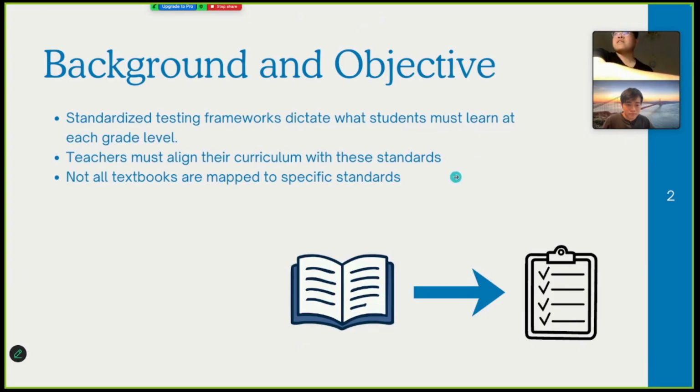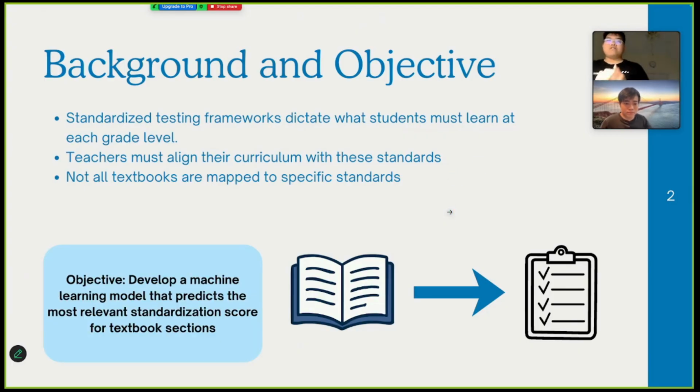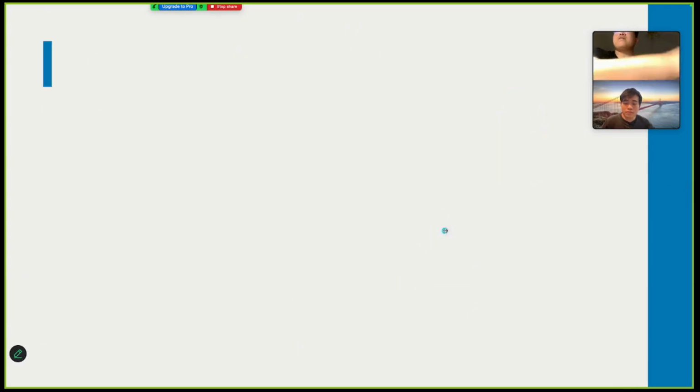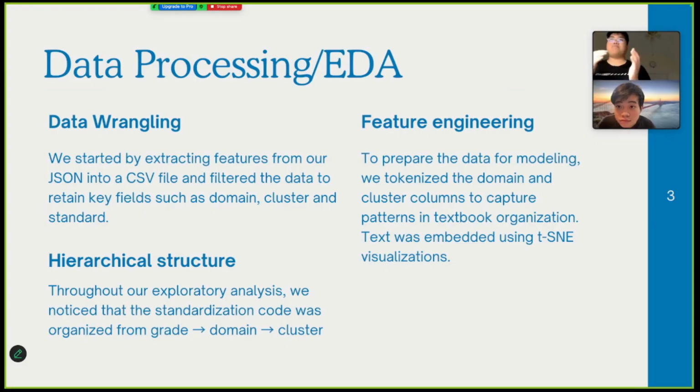That requires our team to develop a machine learning model that predicts the most relevant standardization code for the textbook section. With that, we can understand the data by pre-processing the JSON file into a CSV file used for hierarchical structure. That is, we organize the code into grade and domain. The grade can determine the domain of knowledge, and the domain can have clusters of subtopics within that knowledge, so we can tokenize the domain and the cluster columns to capture the patterns in the textbook organization.